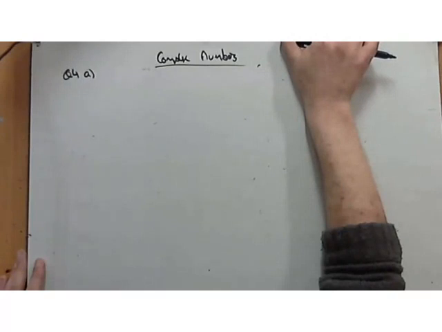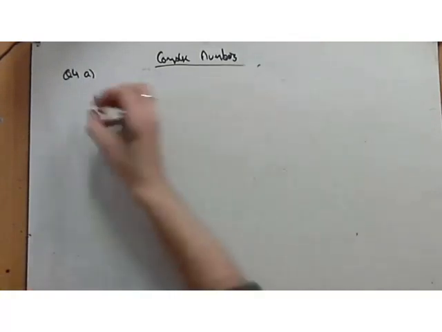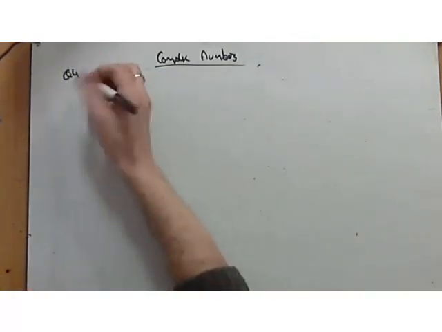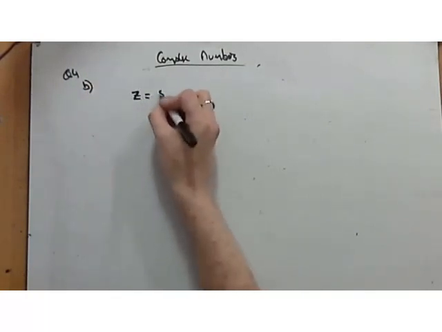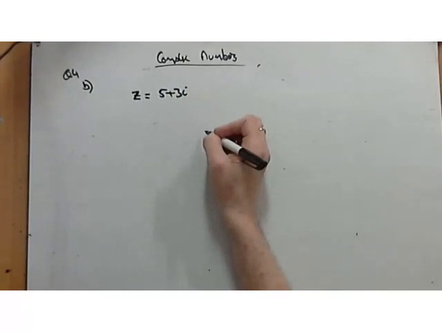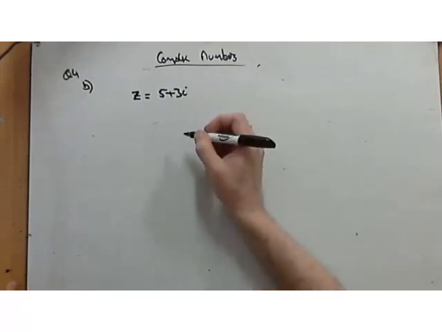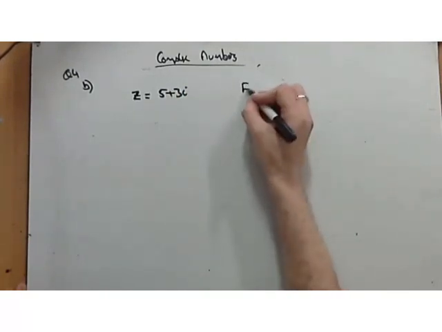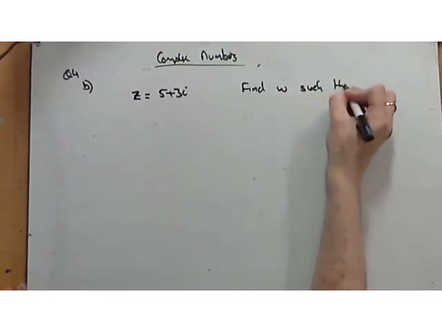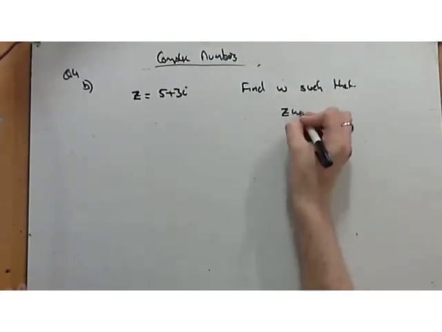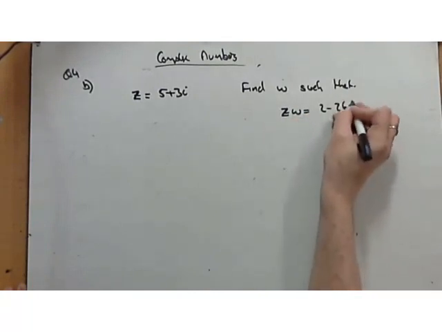Next one. Okay, it says part B. So I've probably got 5 marks for that. The complex number Z is 5 plus 3i. Find the complex number W such that Z times W is 2 minus 26i.